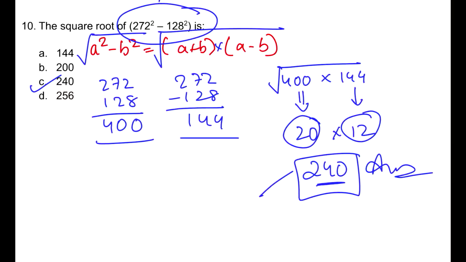So this was the first session, guys, of Blitz Brigade, where we did 10 very super amazing questions on number system.